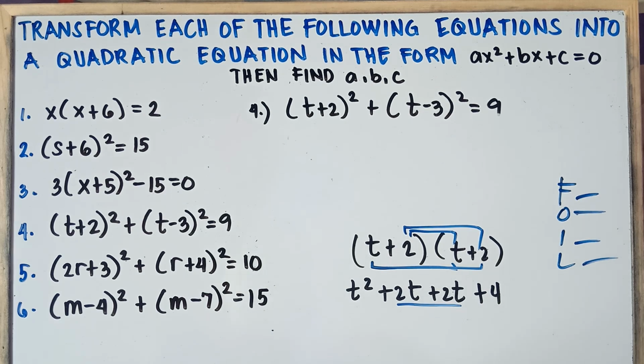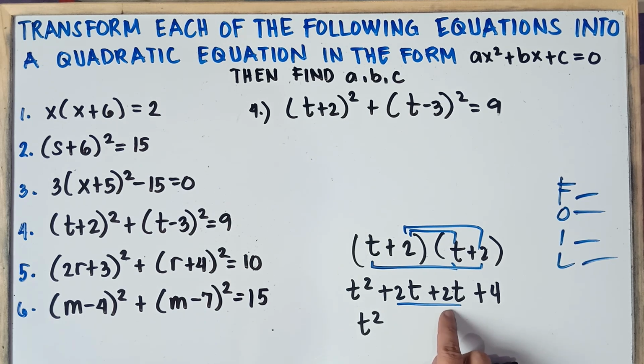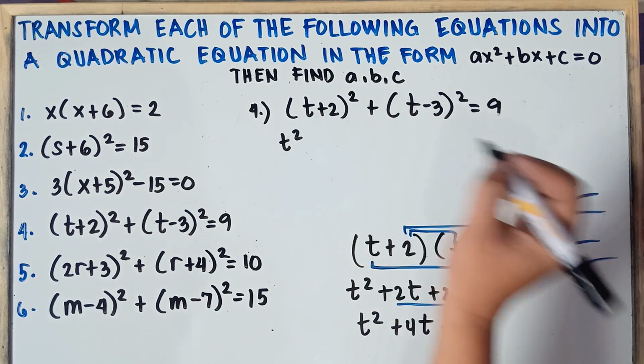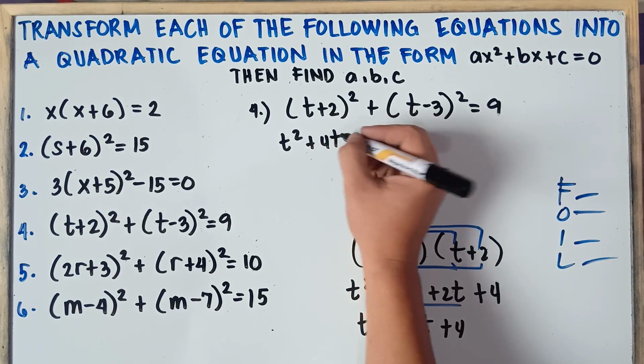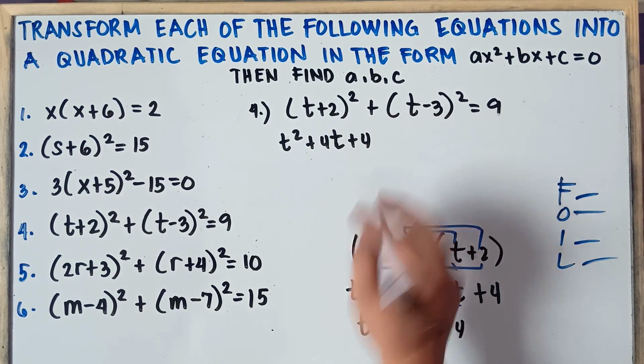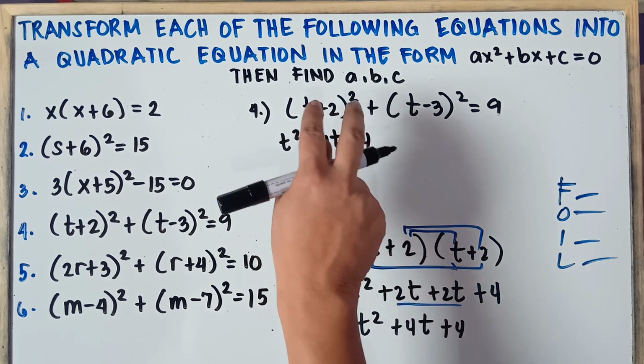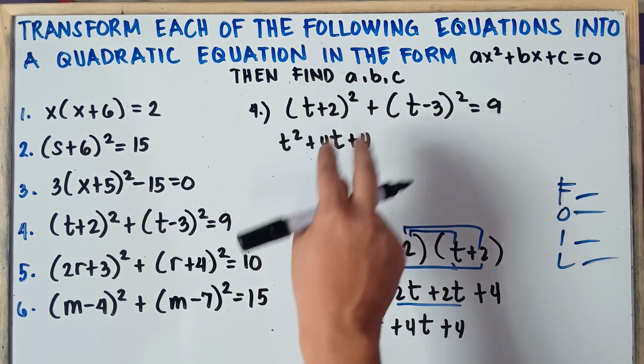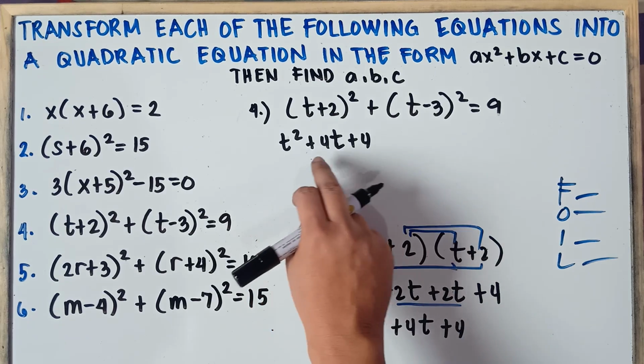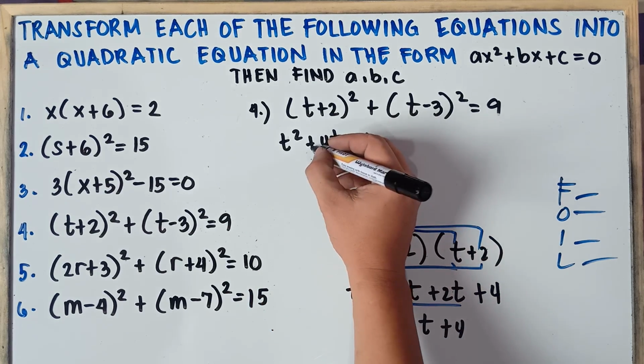Combine this one. So copy t squared. 2t plus 2t, so once again, 2 plus 2, that's positive 4. And then simply copy t, and then plus 4. So this will be t squared plus 4t plus 4. Once again, class, the answer for this one, if we multiply t plus 2 by itself twice, is t squared plus 4t plus 4.